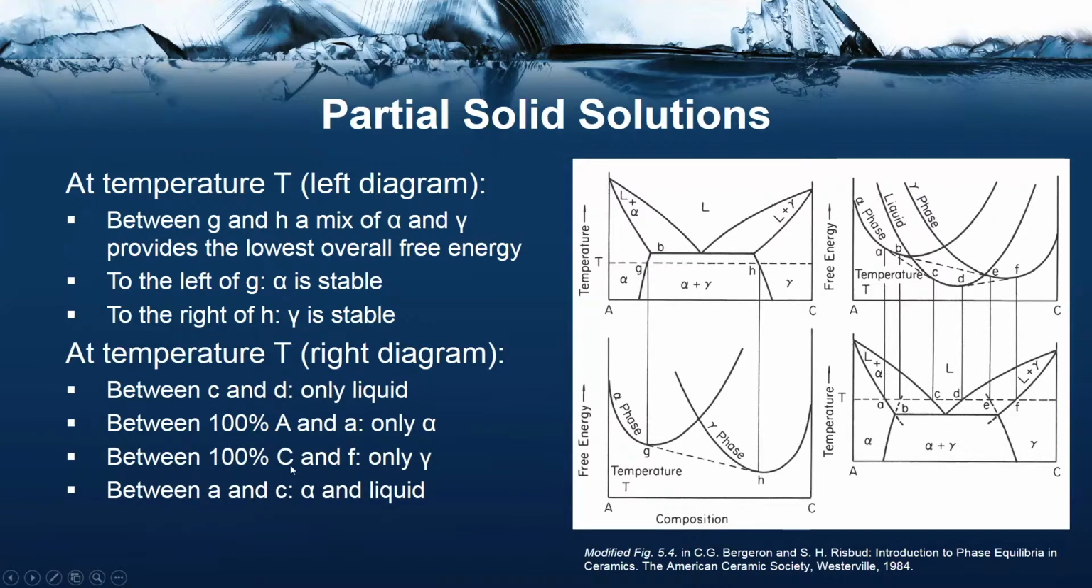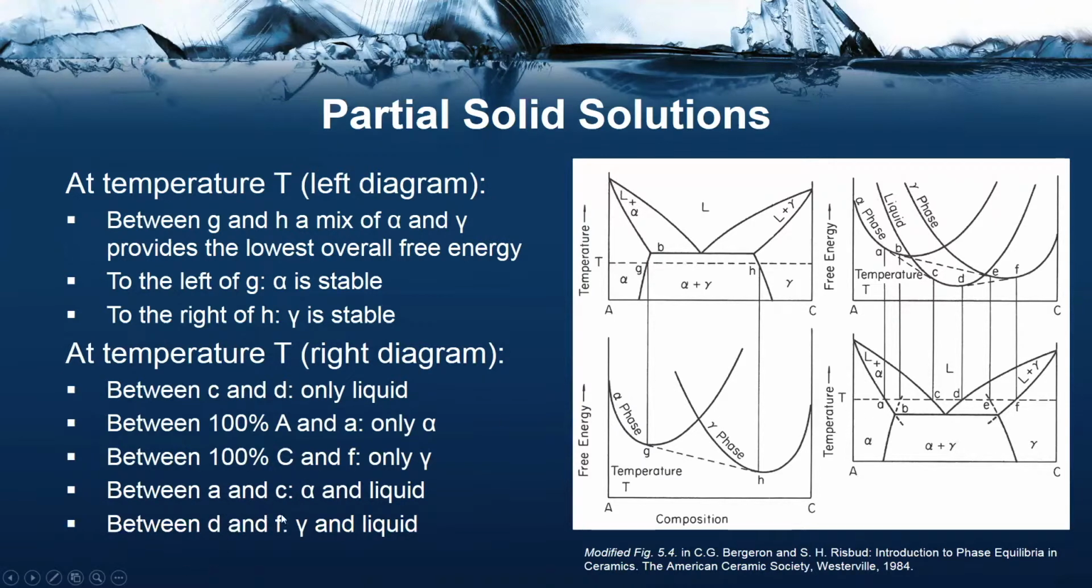Between A and C, that is right here, you can see that they have a shared tangent, so they are in equilibrium, and the lowest overall Gibbs free energy will be a combination of the liquid with composition at C and the alpha phase with composition at A. And that is also something that we can see here. We are in this two-phase region here.